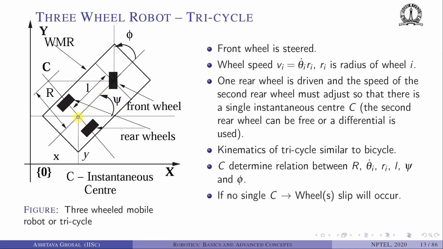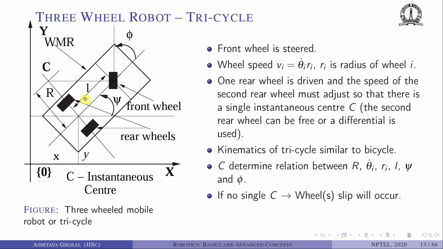We will assume that the center point between these two rear wheels is some x and y. The wheel speed for each wheel is theta dot ri, where ri is the radius of the wheel. So one rear wheel is driven, and the speed of the second rear wheel must adjust so that there is a single instantaneous center of rotation. If this velocity is like this, and this velocity is different, then they are not meeting at one point, so it is not possible to drive.